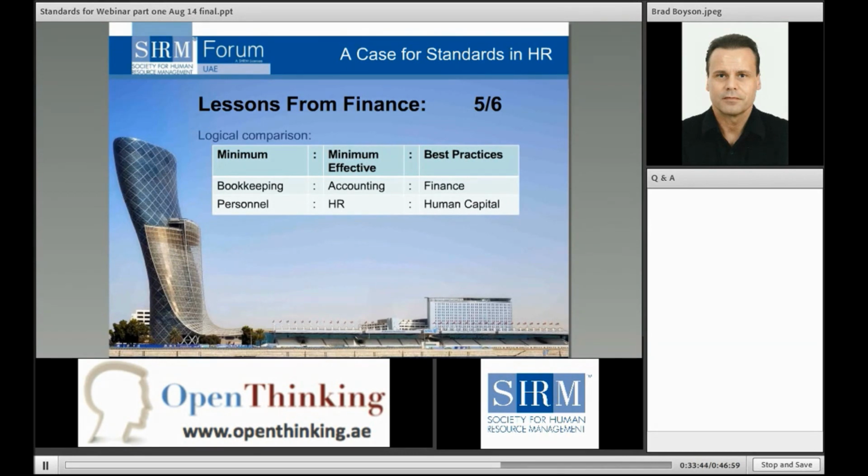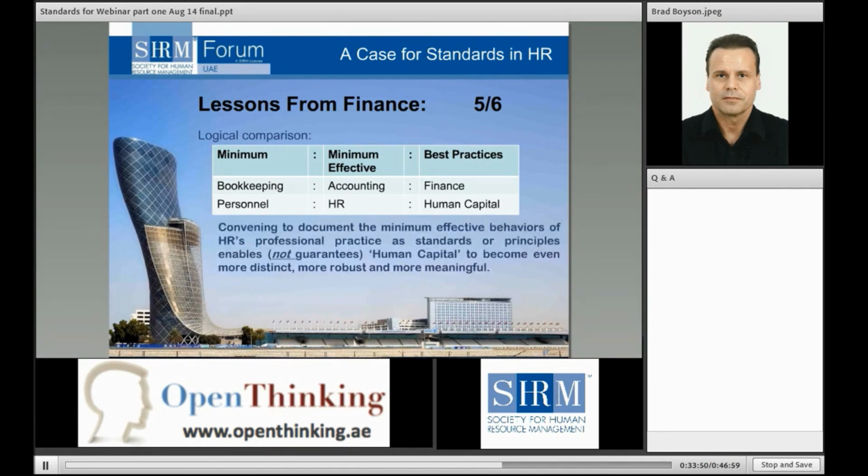And then best practices, human capital. The name, it might not be human capital, but for those of you who are familiar with the concept, you get the idea. What this slide is saying is that when a group of professionals convene to document the minimum effective behaviors, in this case of HR's professional practice as standards or principles, this enables, it doesn't guarantee, but it enables human capital to become even more distinct, more robust, and more meaningful.